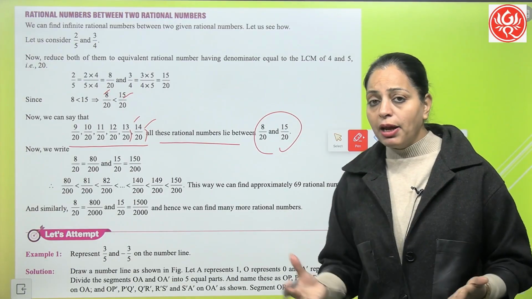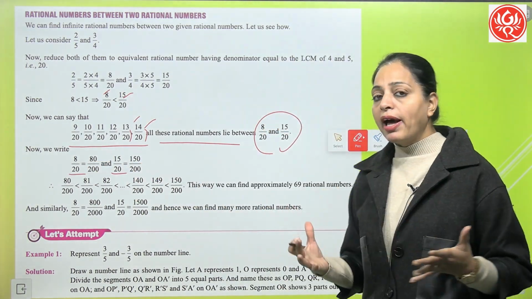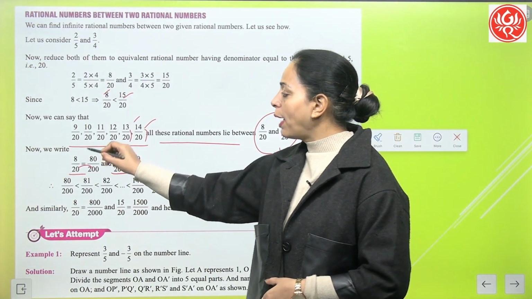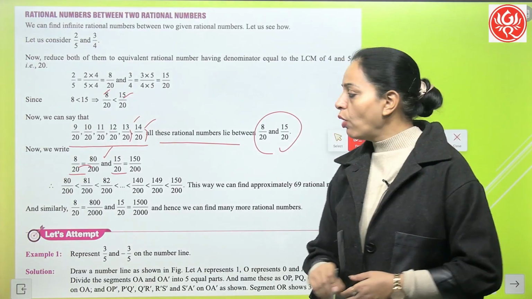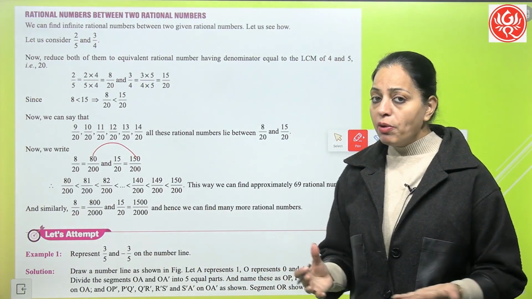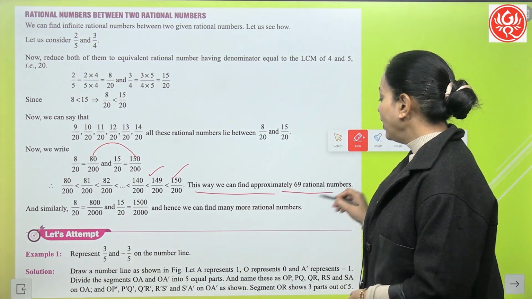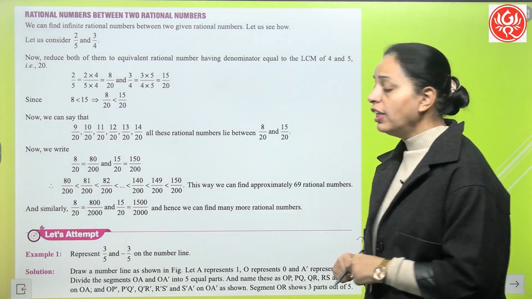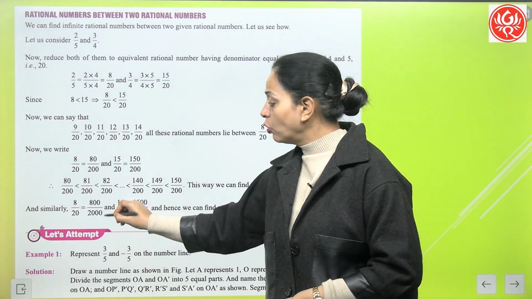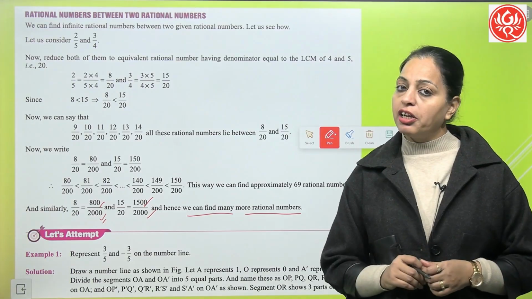So if we have to find even more numbers, then what to do? Now we can change the denominator again. The bigger we make it, the more numbers we get. So what we can do? What did we make of 20? 200, means multiply by 10, and multiply by 10 gives 80 upon 200, and here we are getting 150 upon 200. Now you see between 80 and 150 there are so many numbers, 81, 82, 83, 84 like this, right? So this way we can find approximately 69 rational numbers. And similarly, if you change 20 to 2000, means multiply by 100, what will you get? 800 upon 2000 and 1500 upon 2000. So we can find many more rational numbers, right?